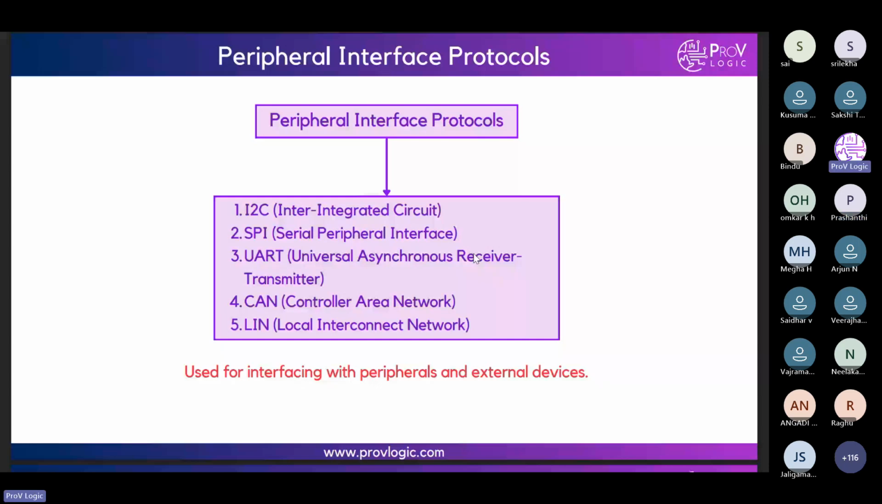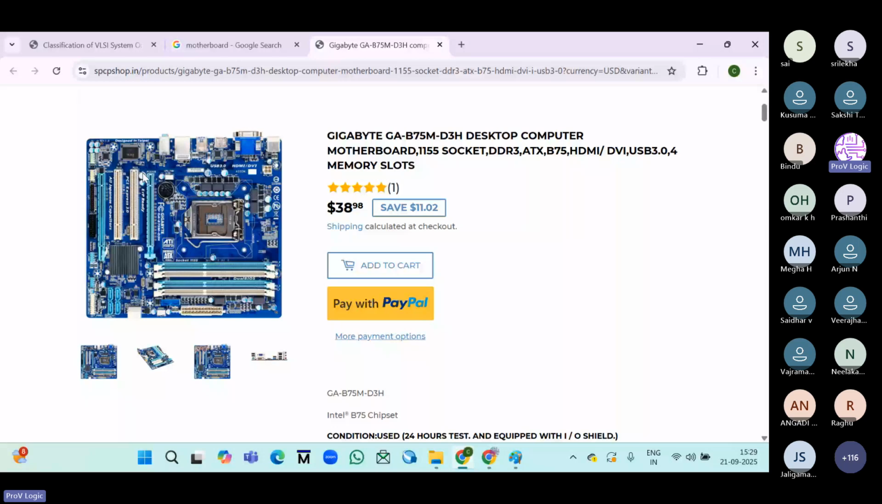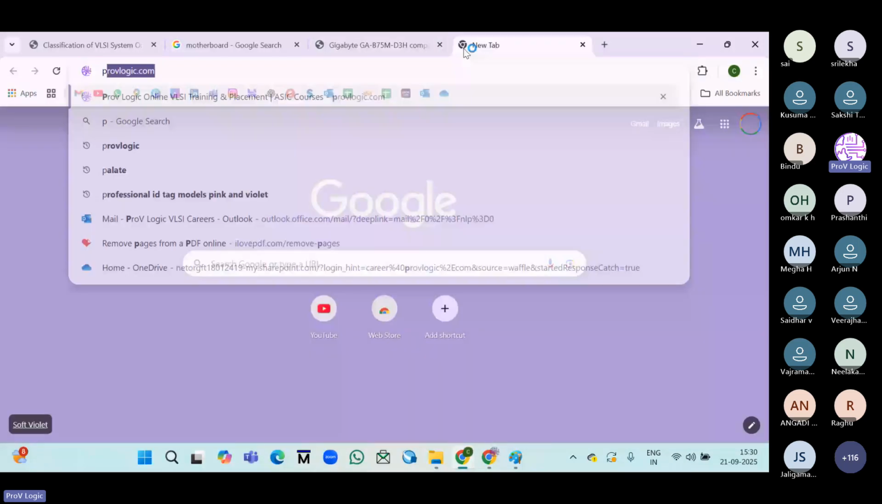Motherboard means, if you observe this blue color one, it's a PCB board. It's a very bulky PCB board. On top of the PCB board, we have connected a lot of ports. This big one is a processor. If you are doing gaming or Photoshop related work, there will be a graphics processor on the motherboard. Especially we need to put the graphics processor on the motherboard.